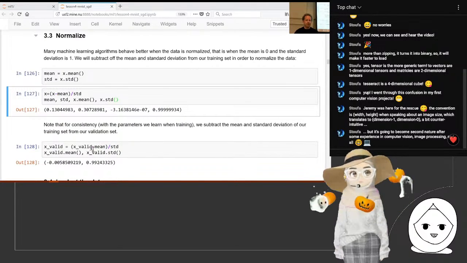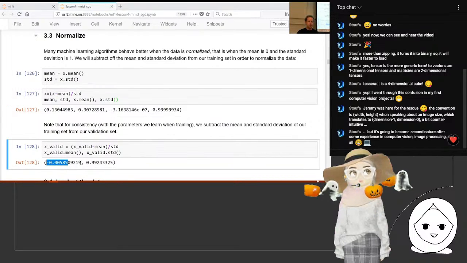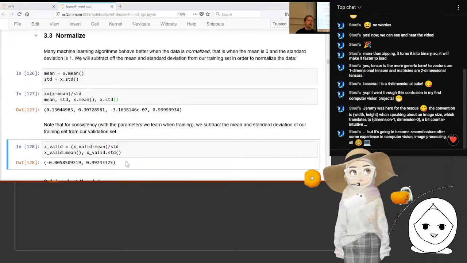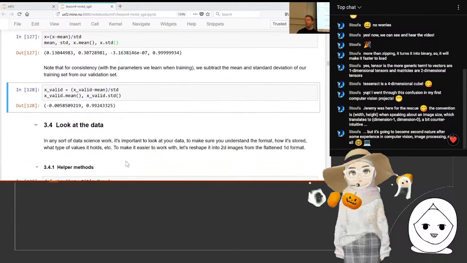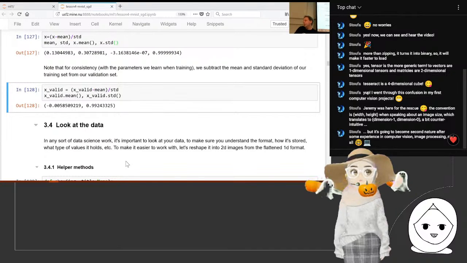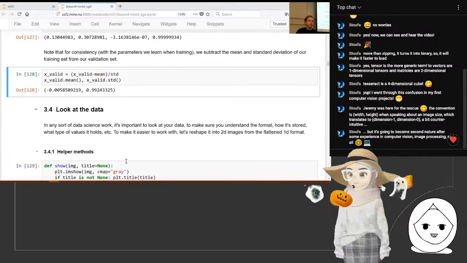So here I'm subtracting out the training set mean and the training set standard deviation. So this is not exactly 0, and this is not exactly 1, but it's pretty close. And so in general, if you try something on a validation set or a test set and it's much, much worse than your training set, it's probably because you normalized in an inconsistent way or encoded categories in an inconsistent way or something like that.